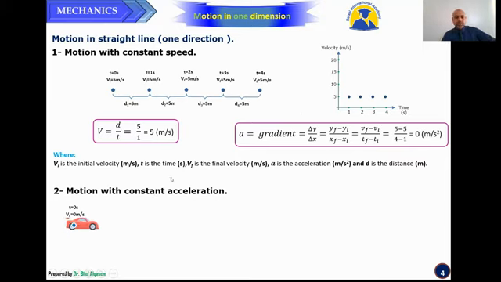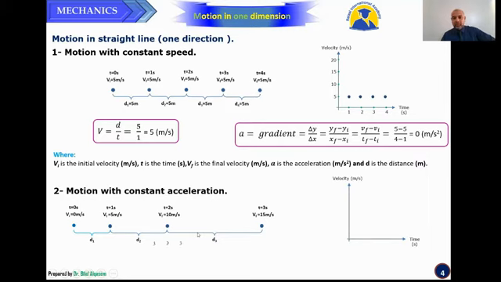In the second case, we have acceleration. So the speed of the car is increasing with time. Here, when the time was 0, the velocity was 0. After 1 second, the velocity becomes 5. After 2 seconds, the velocity becomes 10. After 3 seconds, the velocity becomes 15. So we have an increase in the velocity, which is 5 meters per second.